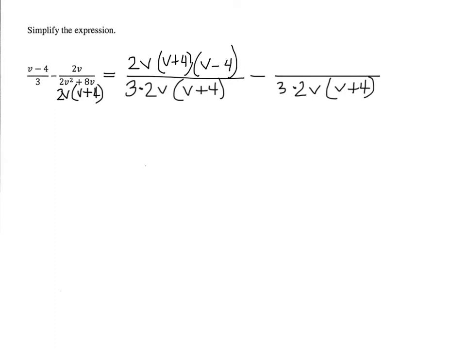Let's do the same thing on the second fraction. I already have a 2v, there's a 2v. I already have a v plus 4, there's a v plus 4. The only thing new is that 3. So only that 3 has to be multiplied in the numerator times the 2v that's already there. So times 2v up there.